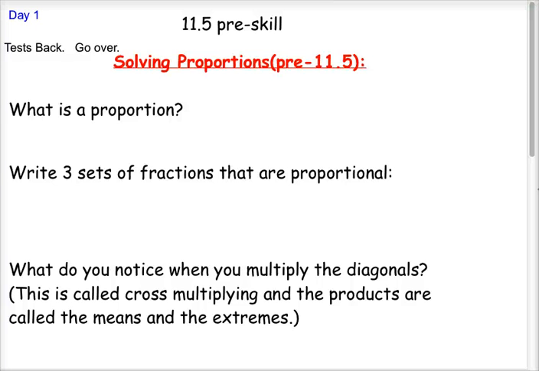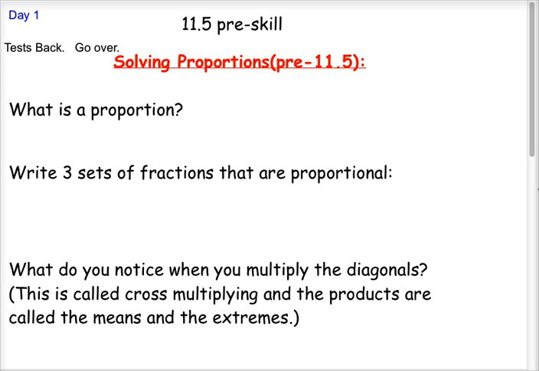Welcome, class. So, in continuing our conversation in chapter 11, before we move on to the fifth section, we are going to spend a little bit of time doing a pre-skill, talking about basic linear proportions.